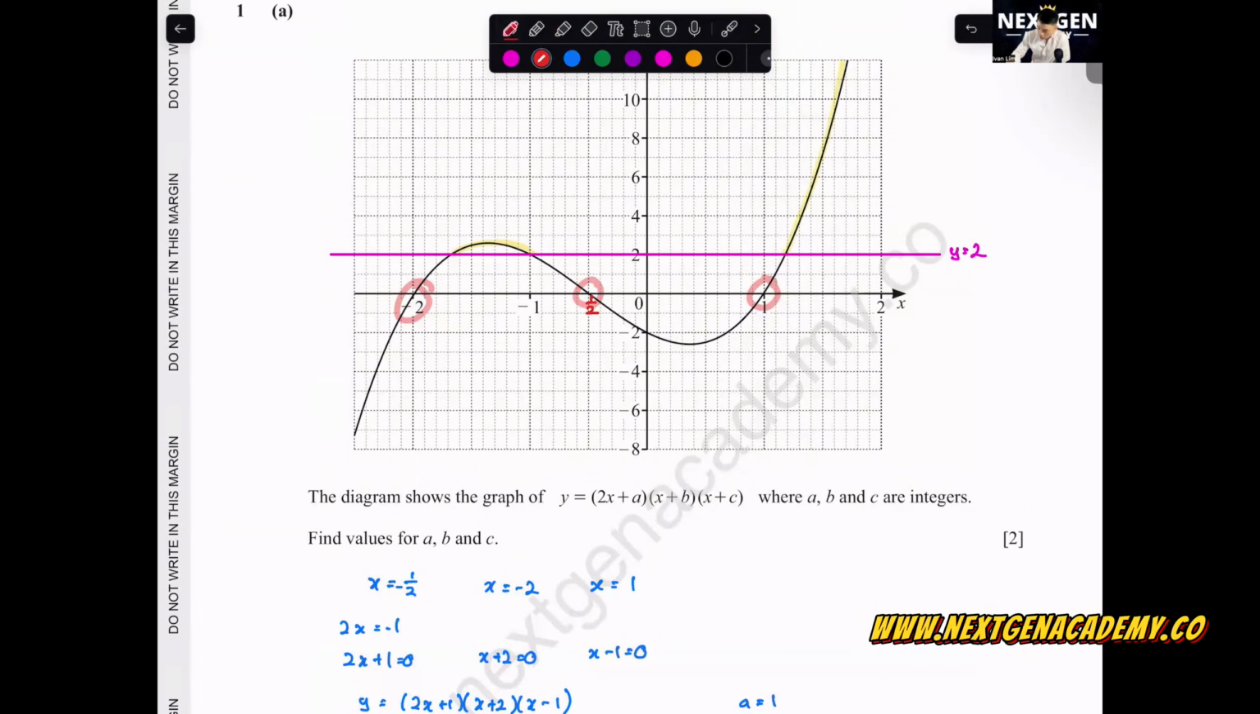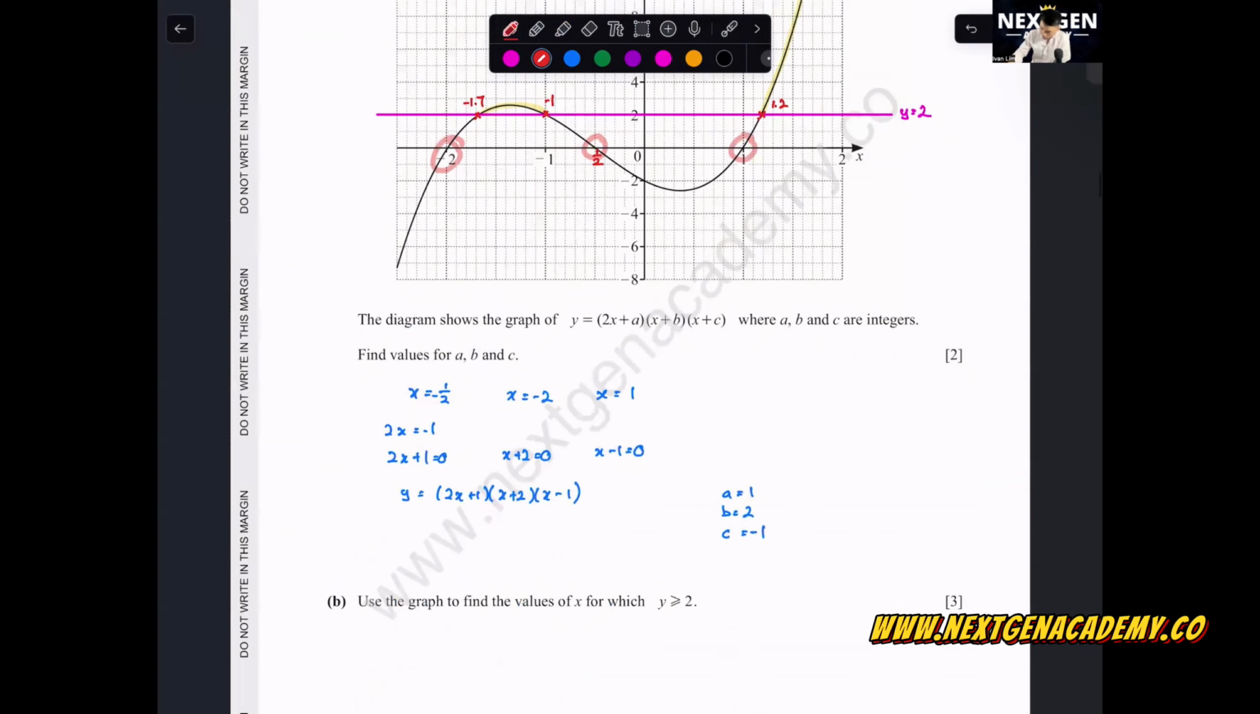We have to read carefully these points here. We've got -1, then here is -1.7, and here is 1.2. So we need to express these three parts. You have x in between -1.7 and -1, then x is more than or equal to 1.2. You need to express all of these 3 points to get the 3 marks.